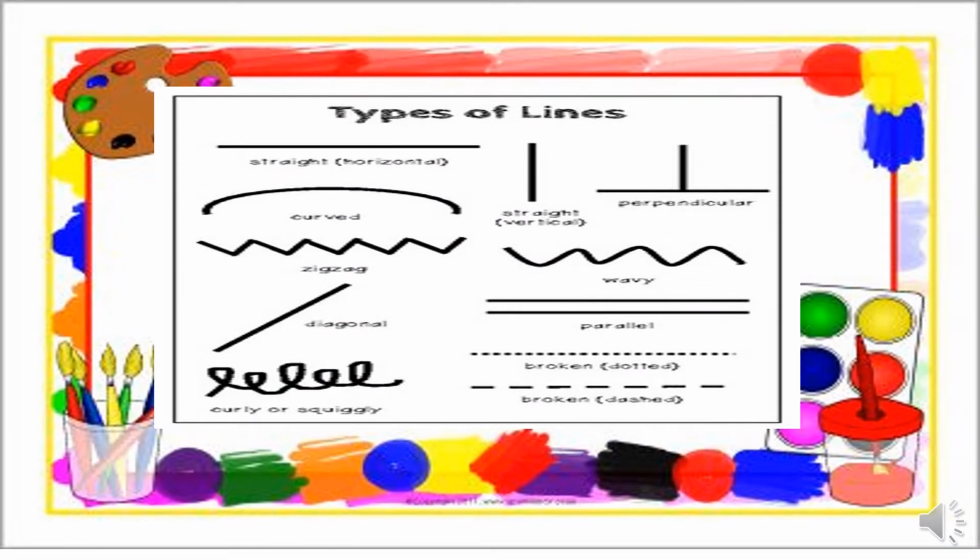Here are the types of the line. Straight line, horizontal, vertical, perpendicular, diagonal, broken line, or dotted line. Next is what we call the curved line. Examples are the wavy line, curly and swirly line, and the spiral line.